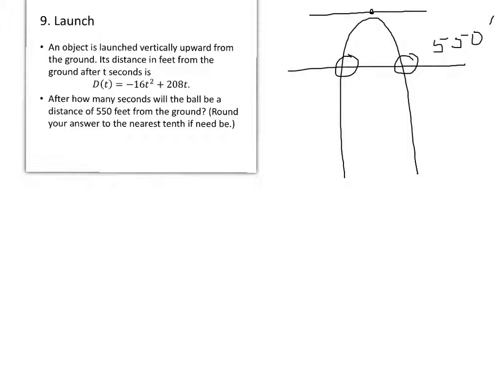Okay, so we rewrite the equation with the distance being 550, and that's equal to negative 16t squared plus 208t. Now that is a quadratic equation. It has a t squared term, a t term, and a number. So we can use either the quadratic formula or the square root property to solve this. Let's go ahead and use the quadratic equation.